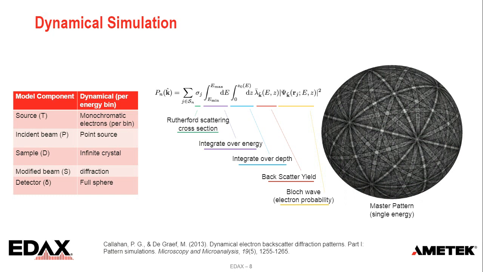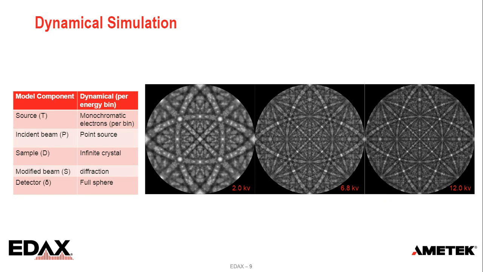But you only have to do it once, and then you can use that for any orientation. And so here's showing, from that example before, what that looks like for a couple of different energy bins. And as you go to the lower kV, you get the bands widening out, which is why you have to do each one of these separately, even though it's the same crystal structure.